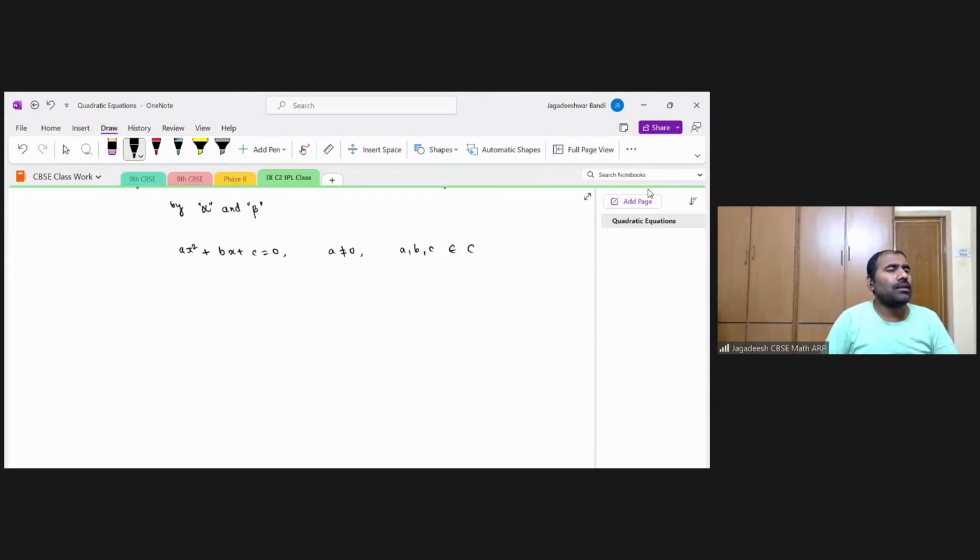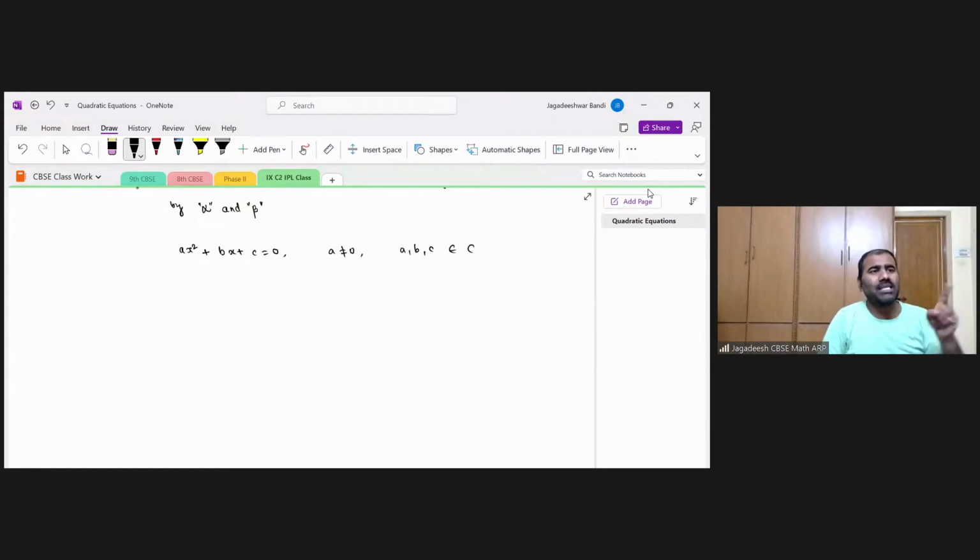Fine. Now we want to find roots of this quadratic equation. That is nothing but the x value. So it is also known as solution. The values of x for which this quadratic equation is satisfied. Means if you substitute those x values, you have to get 0. That is called satisfying. So those type of x values are called roots or solutions.